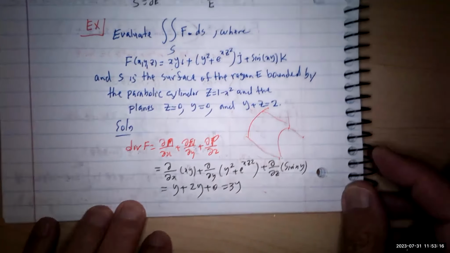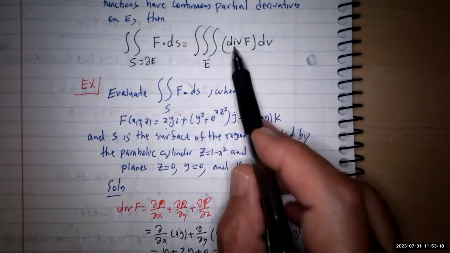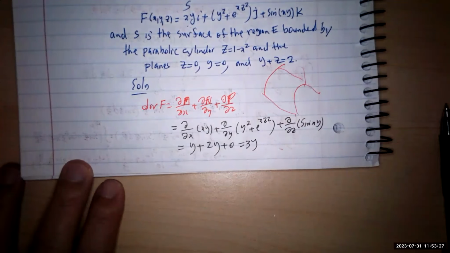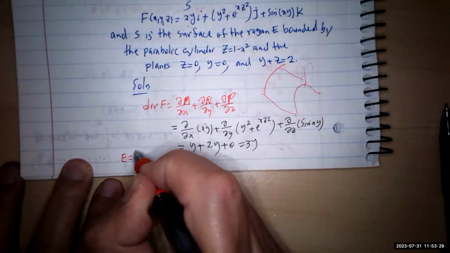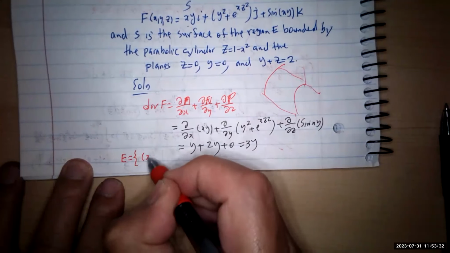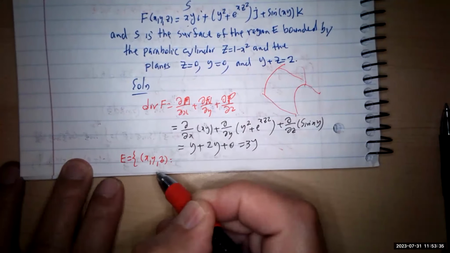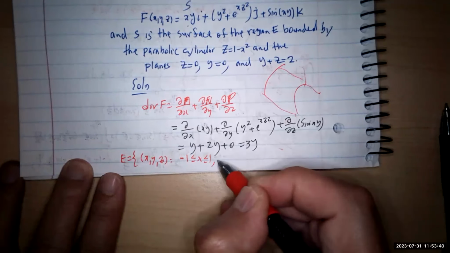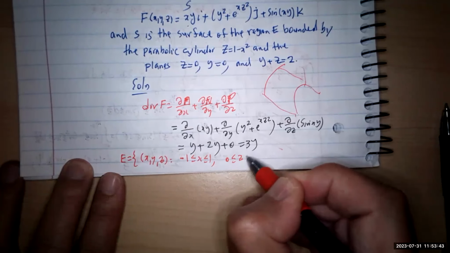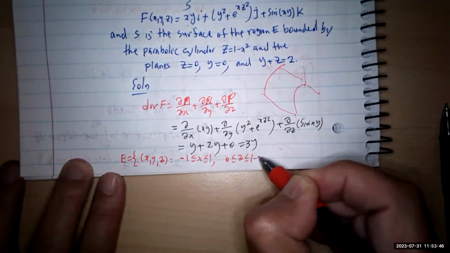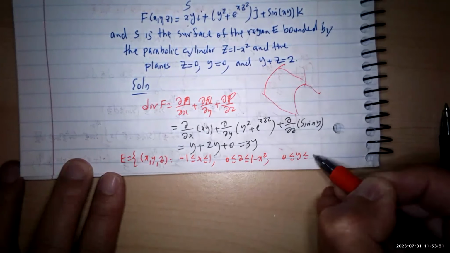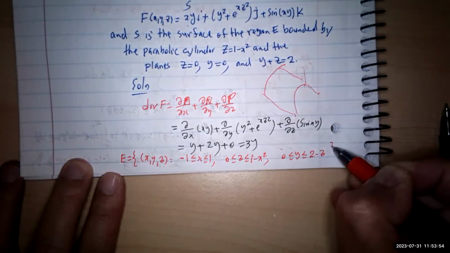So when you want to integrate, you see the divergence is going to be 3y. So just integrate 3y in this region that you have. And the domain, your solid, is what? A collection of points x, y, z, in which x is between -1 and 1, z is between 0 and 1 minus x squared, and y is between 0 and 2 minus z.